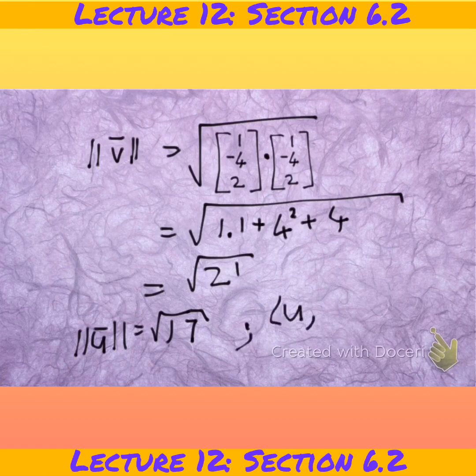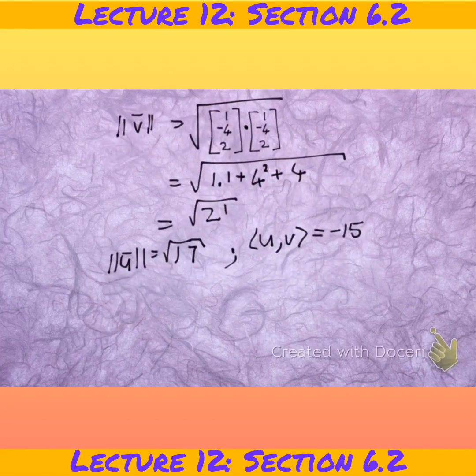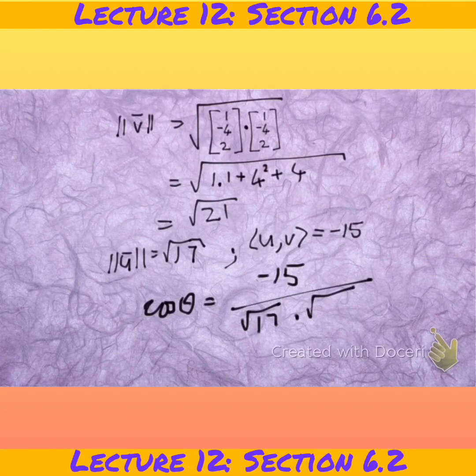Recall that the norm of u we worked out as the square root of 17, and the inner product of u with v we worked out as minus 15. So throwing all that together, the cosine of theta is therefore minus 15 divided by the square root of 17 multiplied by the square root of 21. Those are two problems that illustrate that depending on how your inner product is defined, it is going to influence how you calculate your norm.